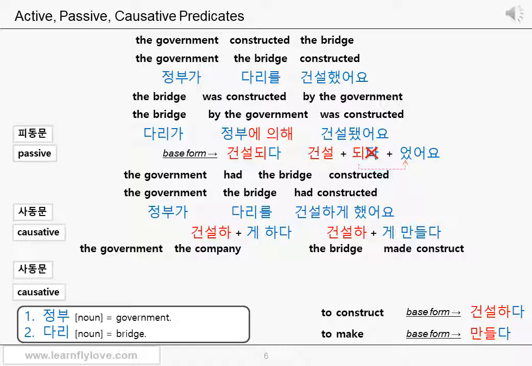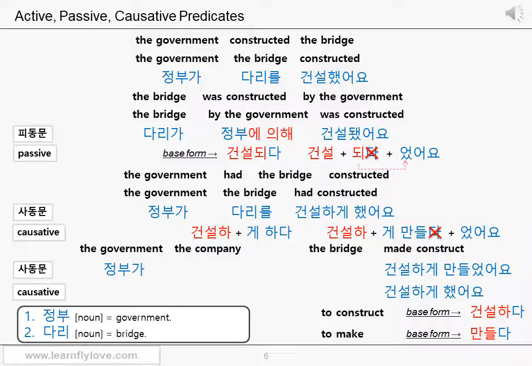건설하게 만들다. Yes, it means almost the same as 건설하게 하다. The sentence should be in the past tense. Therefore, let's get rid of the suffix 다 and add 었어요 instead. 건설하게 만들었어요. And 건설하게 했어요. They mean almost the same.